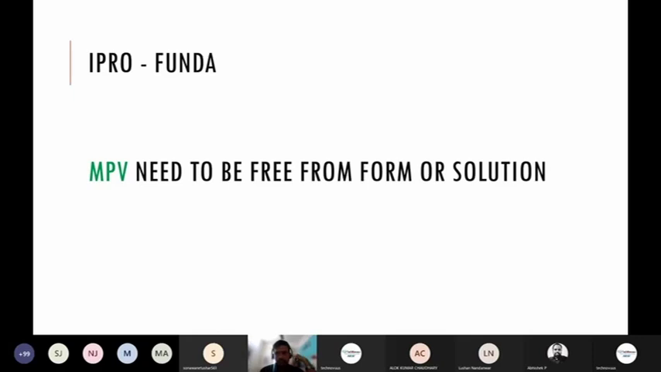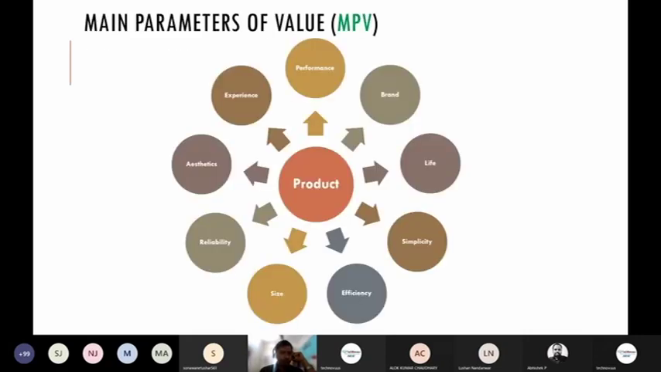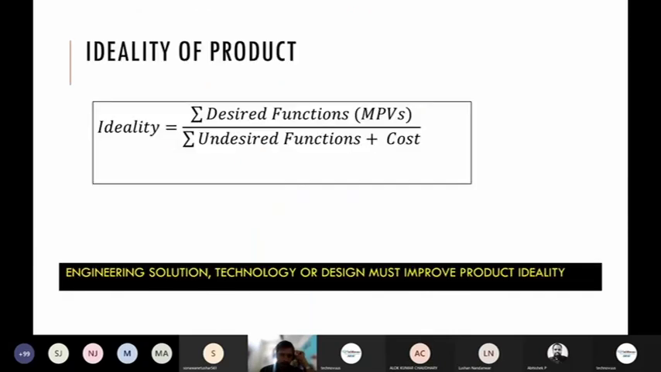Okay, I can't stress this point more than this. I want you to be very clear on this aspect. Okay, now when you say MPVs, right? Performance, brand, life, and all those things. I mean, just a snapshot of the different categories of MPVs. MPVs can appear in different colors and different aspects when it comes to the world of customers.